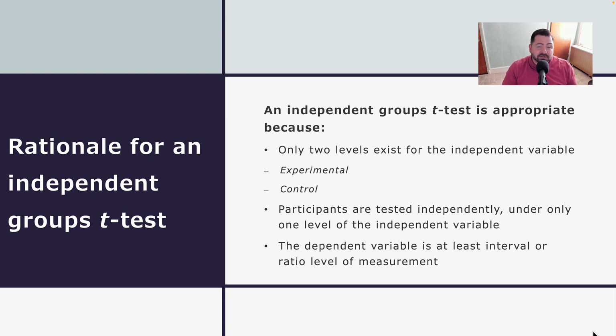And there's a couple of reasons for that. First, only two levels exist for the independent variable. Remember, independent variables are categorical in nature, and levels really mean options. So in this particular case, you have the independent variable known as treatment. And you can either get the experimental treatment, which is aerobic exercise, or you can get the control treatment, which is the absence of aerobic exercise.